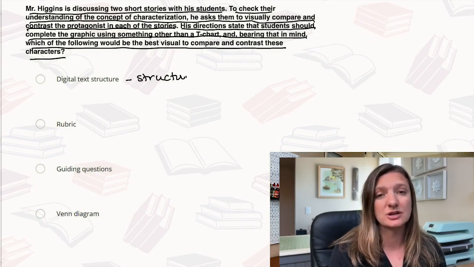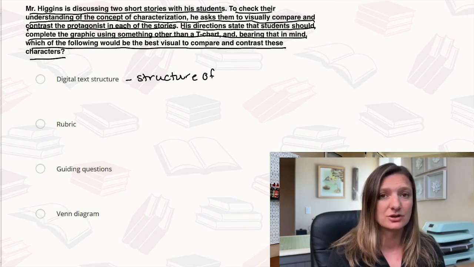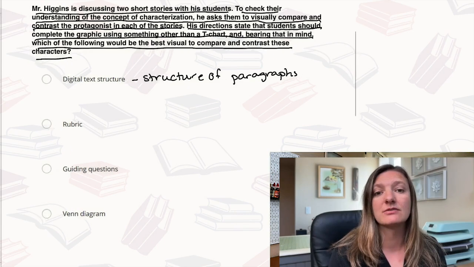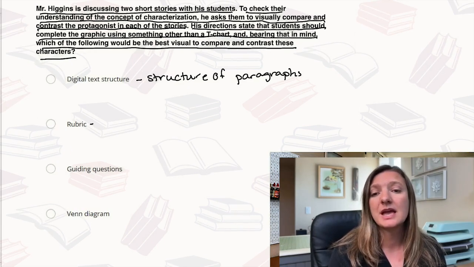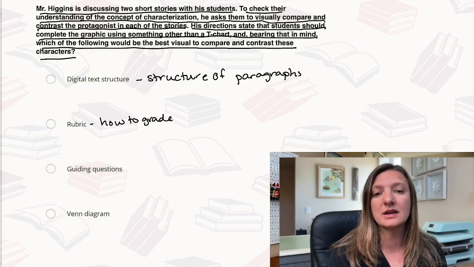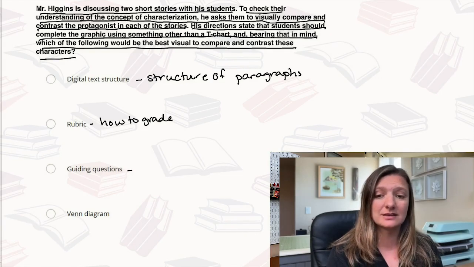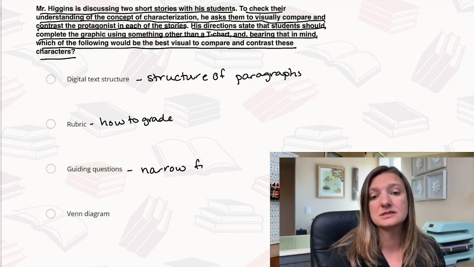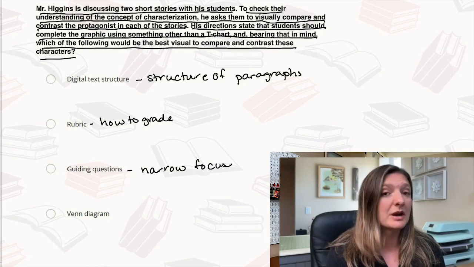So the digital text structure, this is text structure of a paragraph. So that's not really a visual representation of comparing and contrasting anything. A rubric is how you grade something. So again, this is really not a way to compare and contrast anything. Guiding questions, these help your students narrow their focus onto something that you would like them to write about.